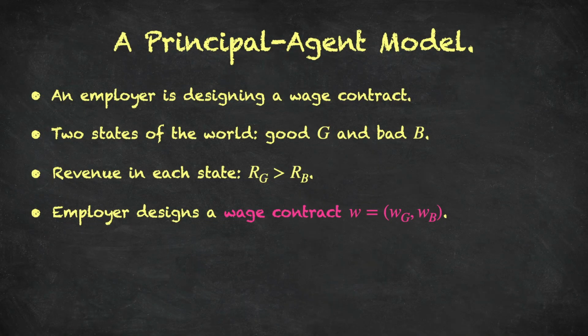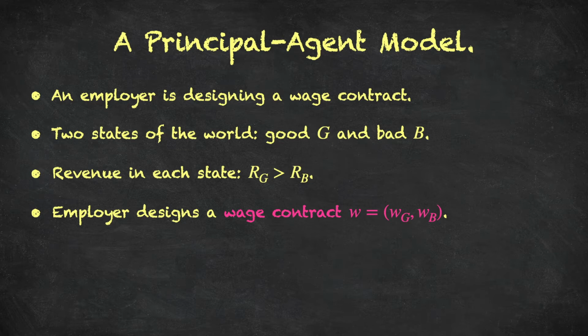So let's introduce our principal agent model. The basic idea of the model is that an employer will be designing a wage contract. In our model, we will assume there are two states of the world, the good state, capital G, and the bad state, capital B. So we're keeping things very simple.